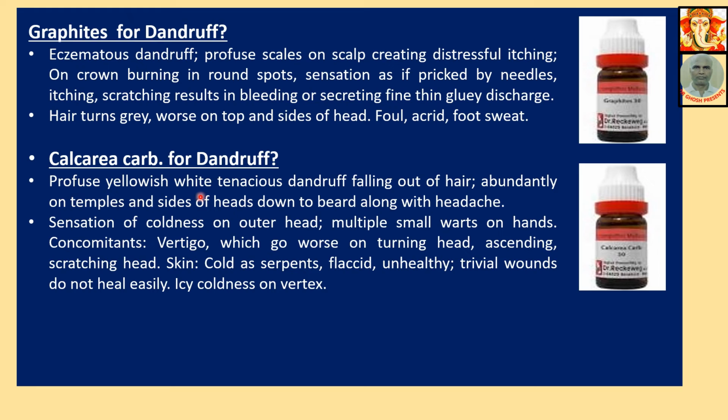Calcarea carbonica for dandruff. Profuse yellowish white, tenacious dandruff falling out from hair, abundantly on temples and sides of the head, down to beard along with headache. Sensation of coldness on outer head. Multiple small warts on hands. Concomitants, vertigo, which goes worse on turning head, ascending, scratching head. Skin is cold as a serpent, flaccid, unhealthy. Trivial wounds do not heal easily. Icy coldness of the buttocks.